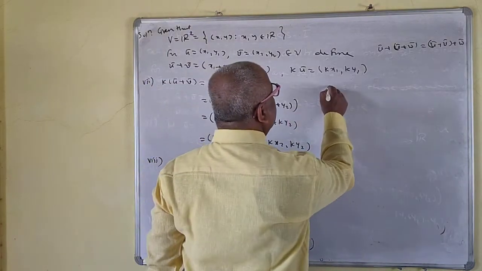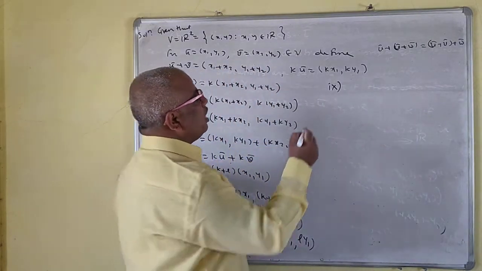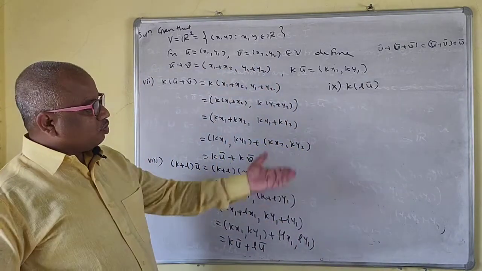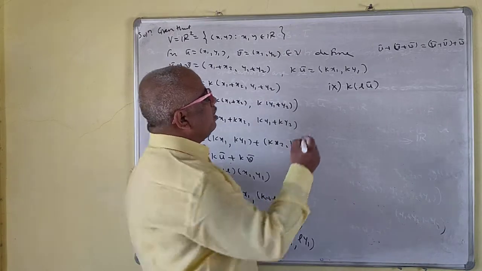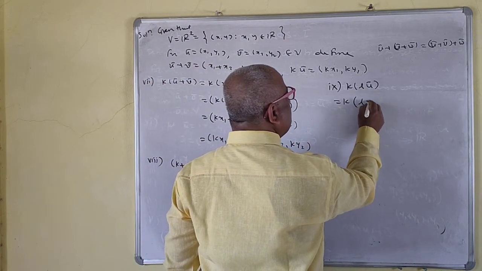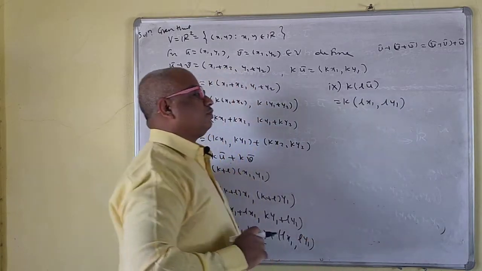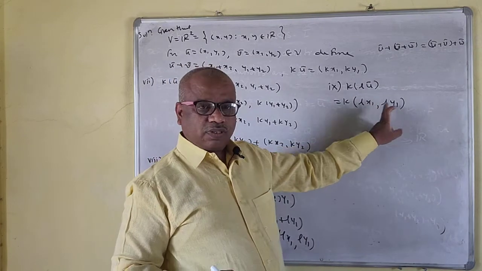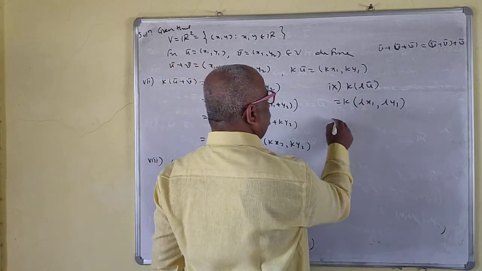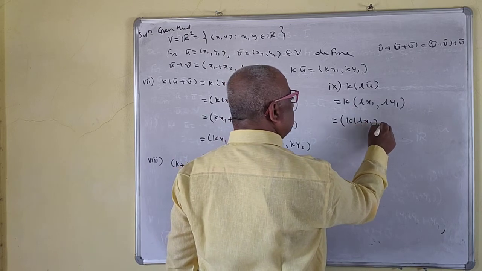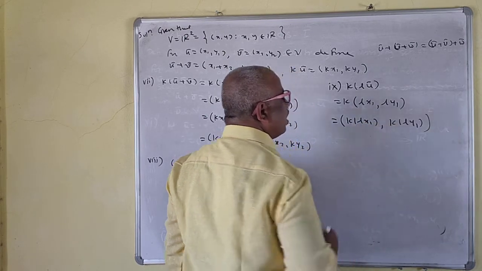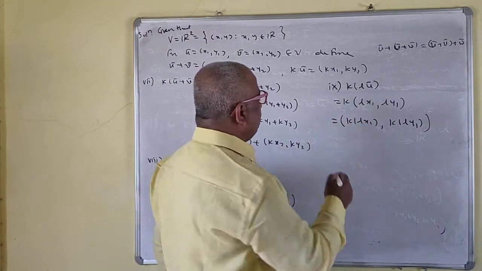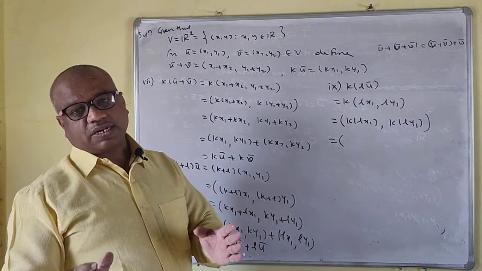Now the second last one: k l u bar. You have to show that this is (k l) into u bar. Now l u bar means (l x1, l y1). Now you have to multiply by k. These are two components, so you have to multiply each by k. So this is (k l x1, k l y1). So k l x1 and k l y1 are real numbers, and for real numbers the product is associative.